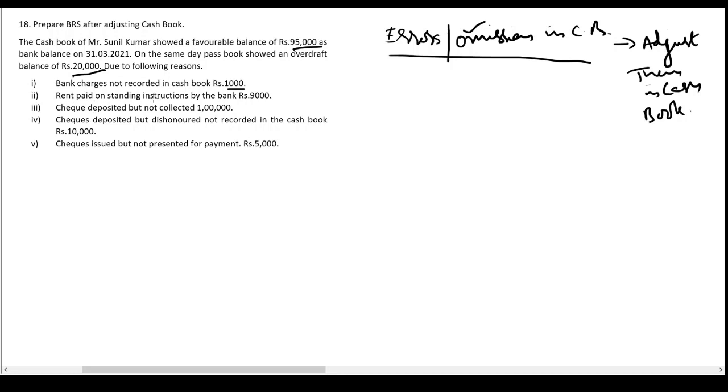Rent paid on standing instructions by the bank 9,000. Now this difference arose because of the following reasons. That means rent was paid on standing instructions by the bank 9,000. It was not recorded in the cash book. Again, it is an omission of the cash book. So this again has to be not shown in the BRS. It has to be shown in the adjusted cash book. We have to make suitable entries in the cash book and then prepare the BRS with the amended cash book balance. Check deposited but not collected rupees 1 lakh.